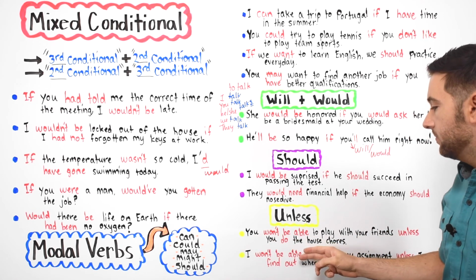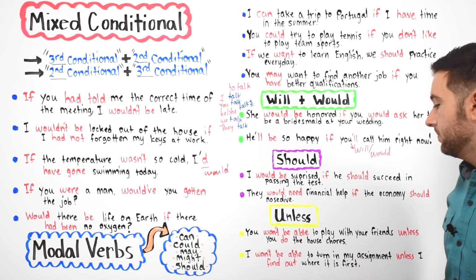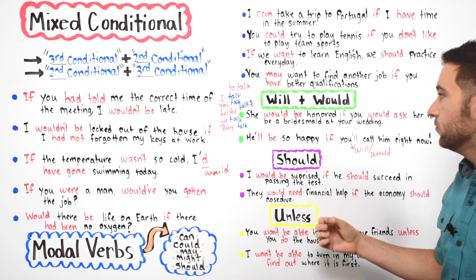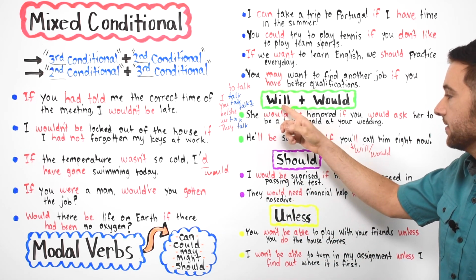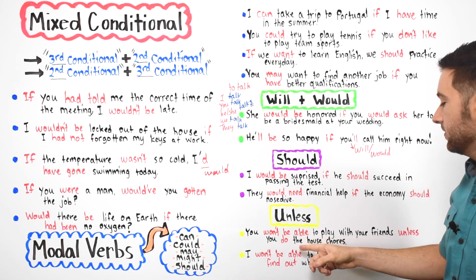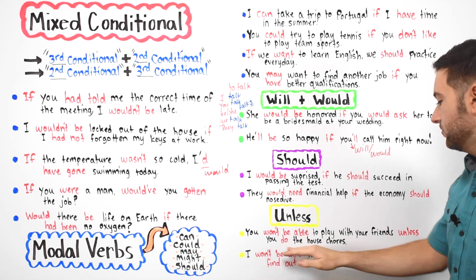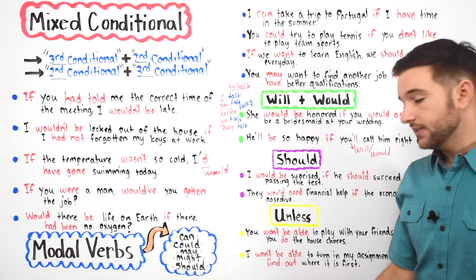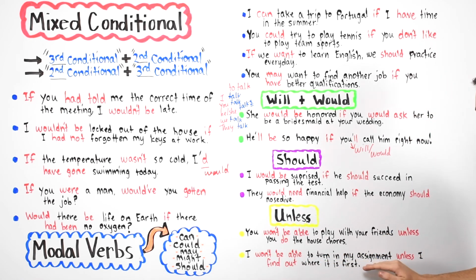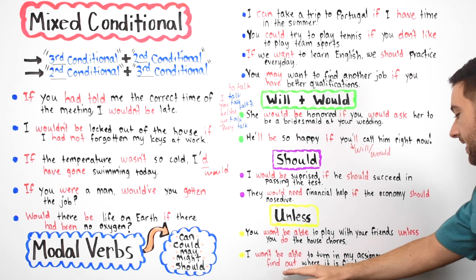Now remember, when we have won't be able to, it's saying you will not be able to. You won't be able to. You will not be able to. Will. You will not. Similar to here. You will not be able to play with your friends unless you do the house chores. And finally, I won't be able to turn in my assignment unless I find out where it is first.